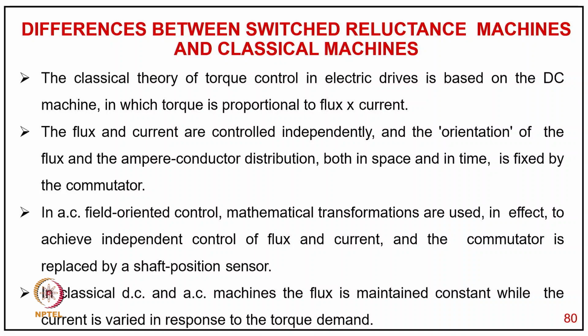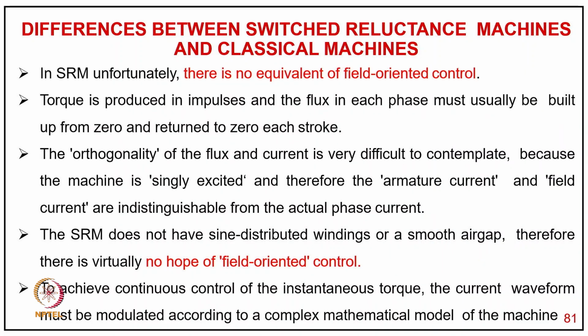And in AC field oriented control, mathematical transformations are used, in effect, to achieve independent control of flux and current, and the commutator is replaced by the shaft position sensor. In classical DC and AC machines, the flux is maintained constant while current is varied in response to the torque demand. So in the reluctance motor, unfortunately, there is no equivalent torque control.